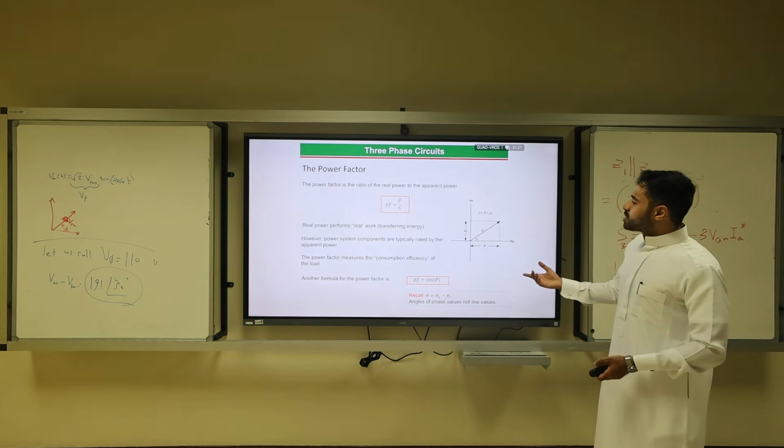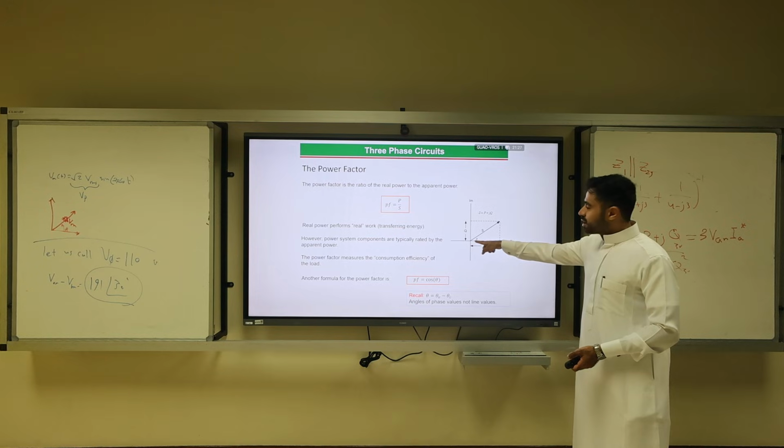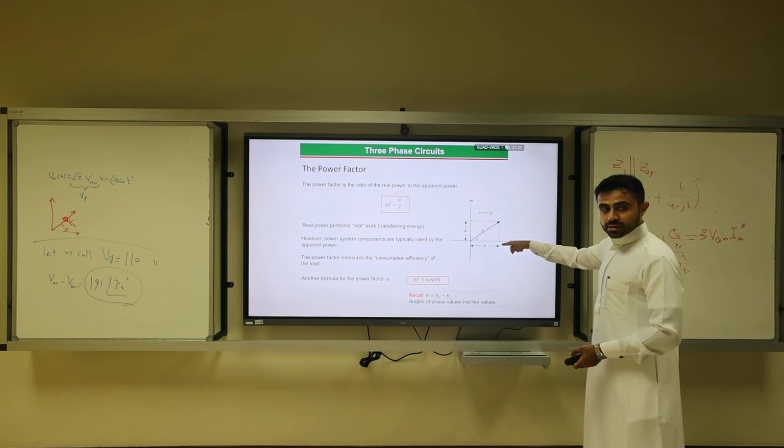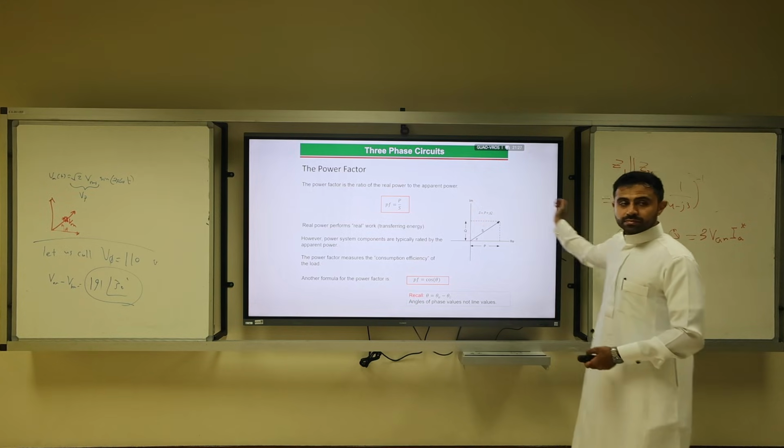So power factor, as a matter of fact, is the cosine of that angle. But what's the cosine of an angle? It's the adjacent over the hypotenuse. P over S. Get it?